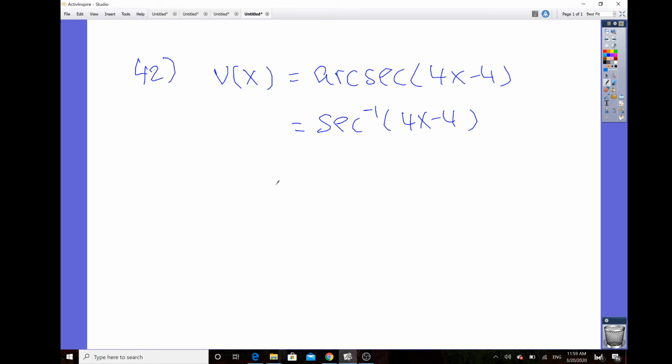Okay, so we want to find the first derivative, dv over dx. So according to the formula for the inverse of secant, it's 1 over x times the square root of x squared minus 1. Well, instead of using 4x minus 4, again, you want to set up u equals 4x minus 4. So that means u prime would be 4. So before you take the derivative, let's just substitute that into the inverse secant. So let me just erase this.